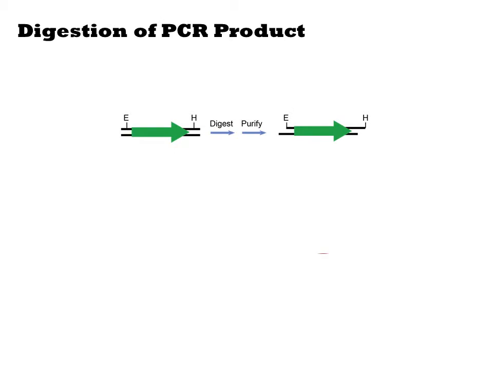After PCR, we'll need to digest the product with EcoR1 and HindIII. These restriction enzymes will cleave the DNA at the E and H sites. That digestion will result in 3 fragments, a large one with the gene we want and 2 very small tails. In the purification step, we'll isolate the fragment containing GFP.